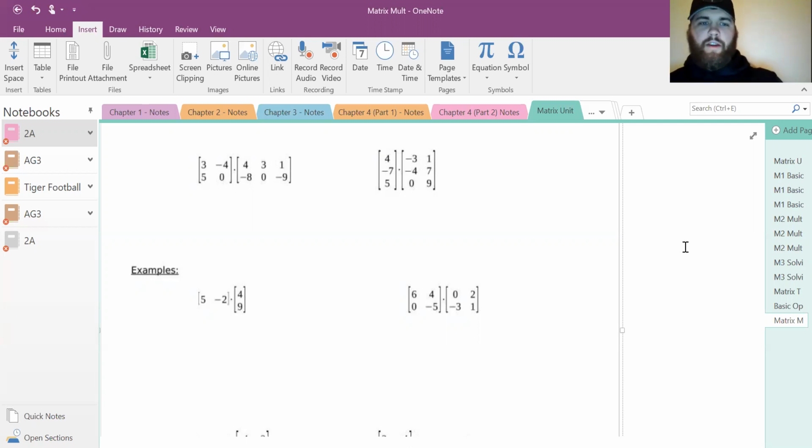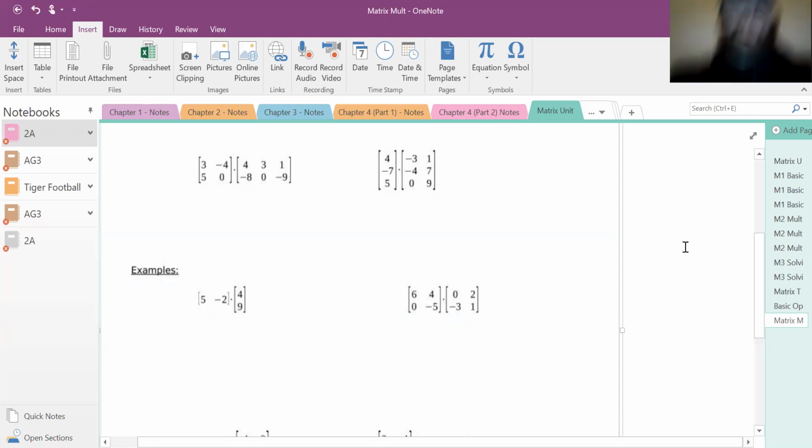Basic operations were pretty easy. Multiplying matrices is also pretty easy. The only difference is the process is harder.